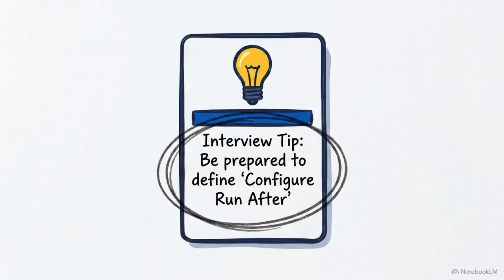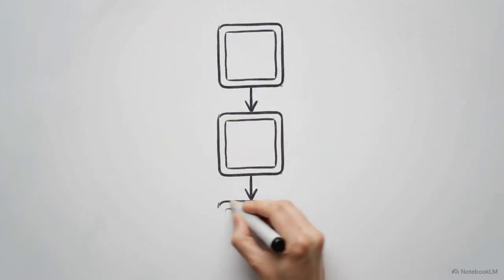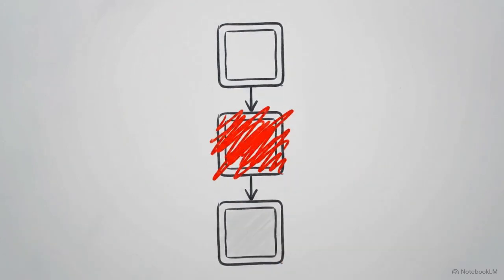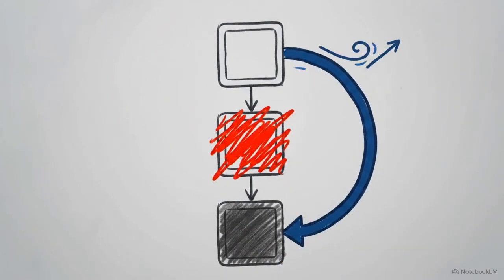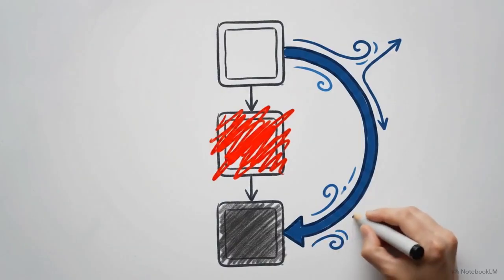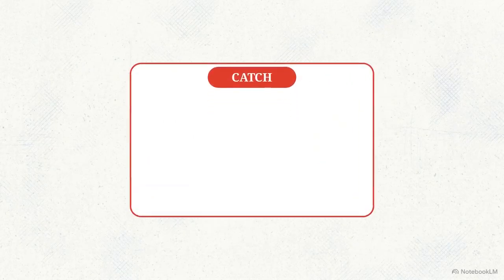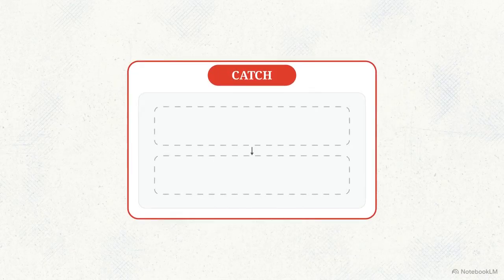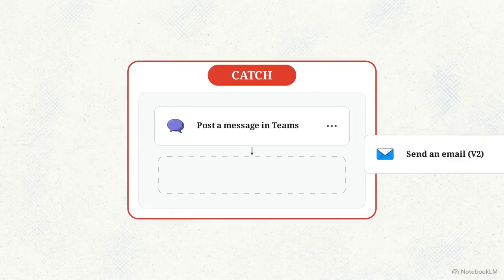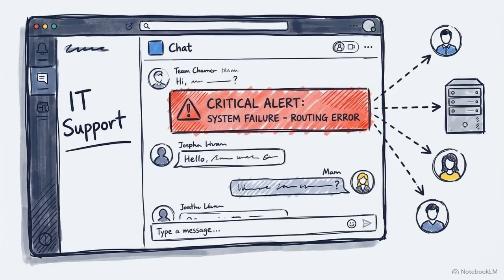Understanding how to configure run after behavior is frequently tested in technical job interviews for Power Platform roles. By checking those 3 boxes, you transform a rigid script into a reactive program that knows exactly how to pivot when an action fails. Now let's build the safety net itself. Open up your catch block and add a communication action, like post a message in Teams or send an email in Outlook. Configure this message to route directly to your IT support channel.